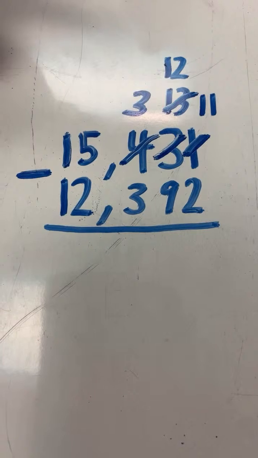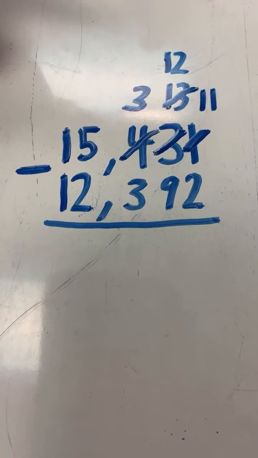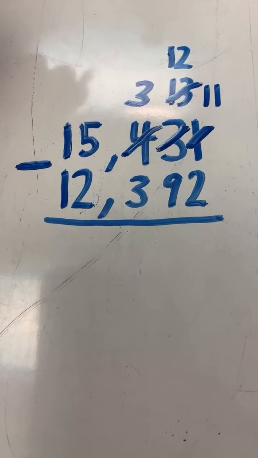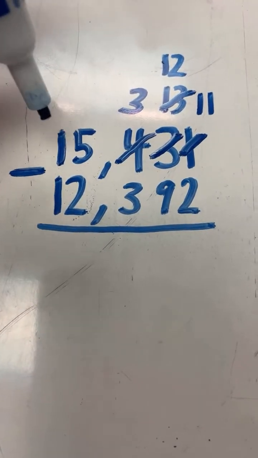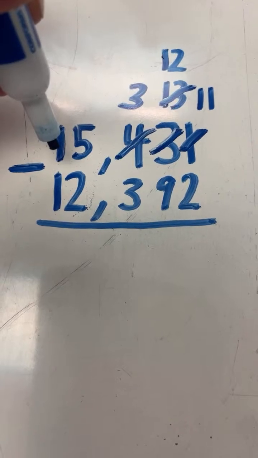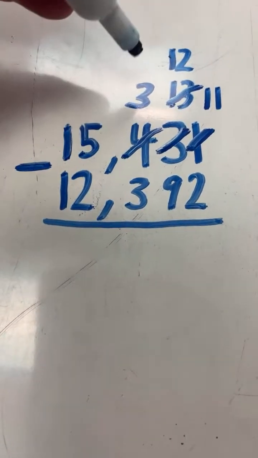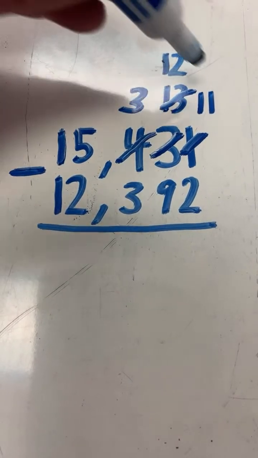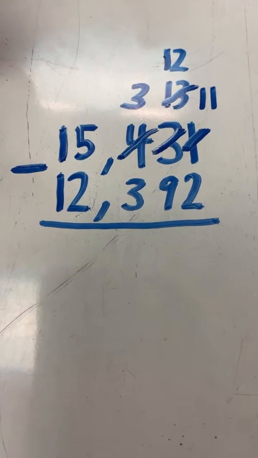Now, just to make sure, we want to make sure all the top digits are equal to or bigger than the bottom digits. So they're equal in the 10,000s place. 5 is bigger than 2. They're equal in the hundreds place. In the tens and ones place, the top digits are bigger.